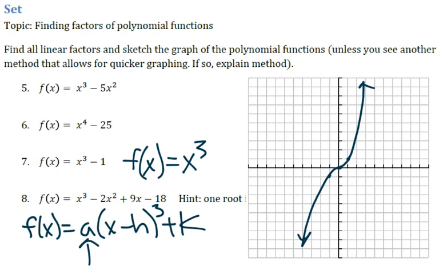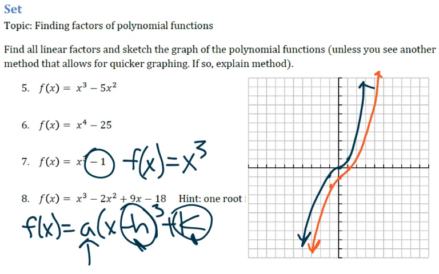That determined if it reflected and how skinny or fat it was. That determined the x value and the shift, the horizontal shift I should say, and then the y value for k was the vertical shift. Well, all we have is a k, a minus 1. So basically, we're just going to move all these points by 1. We're just going to shift it down by 1. So that's an easier way to do it.